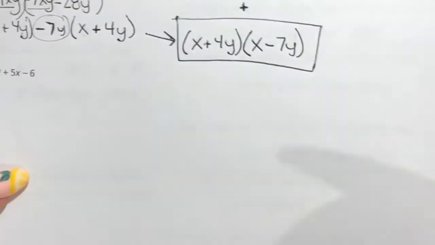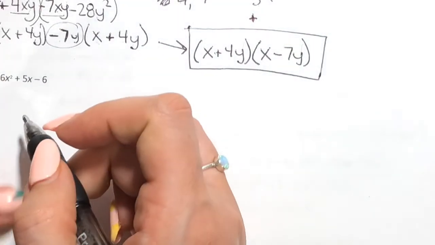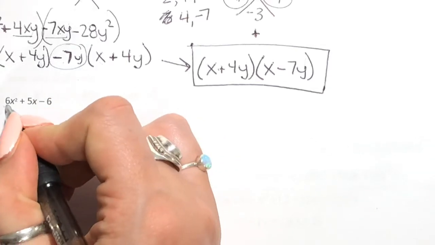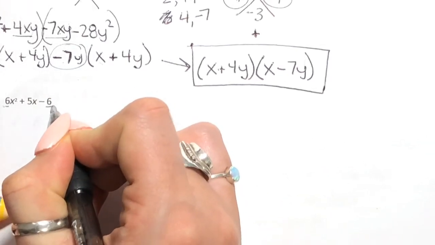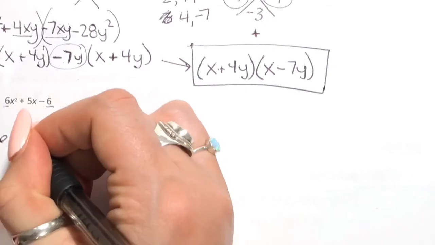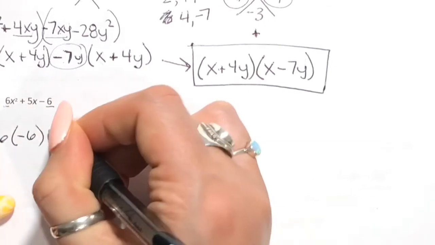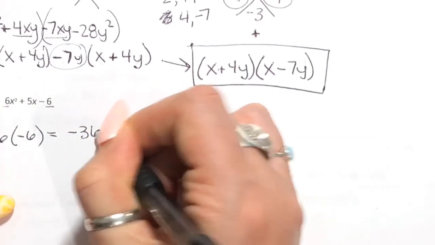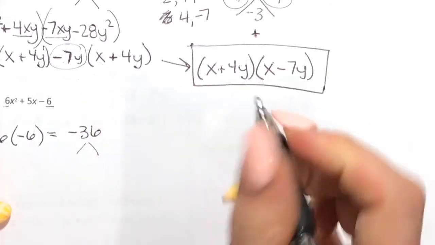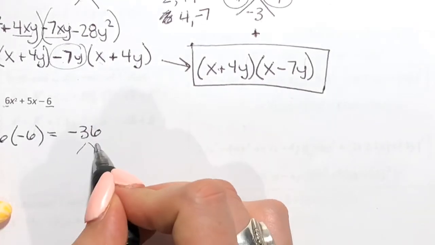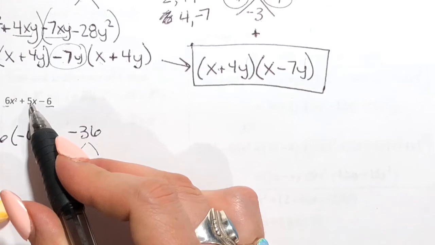So we're going to see if we can get 4 terms by taking the first number and timesing it by the last number. So if I do 6 times -6, that just equals -36. And I'm going to think, what are 2 numbers that multiply to be -36 and add to be 5?